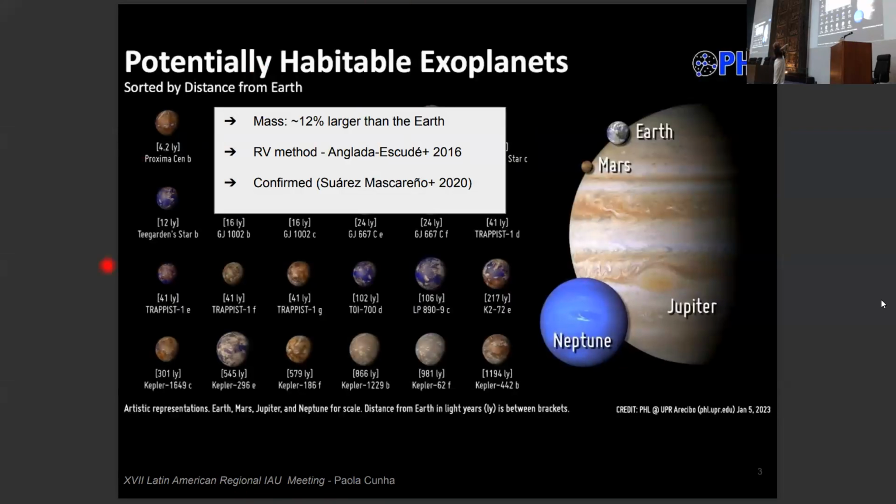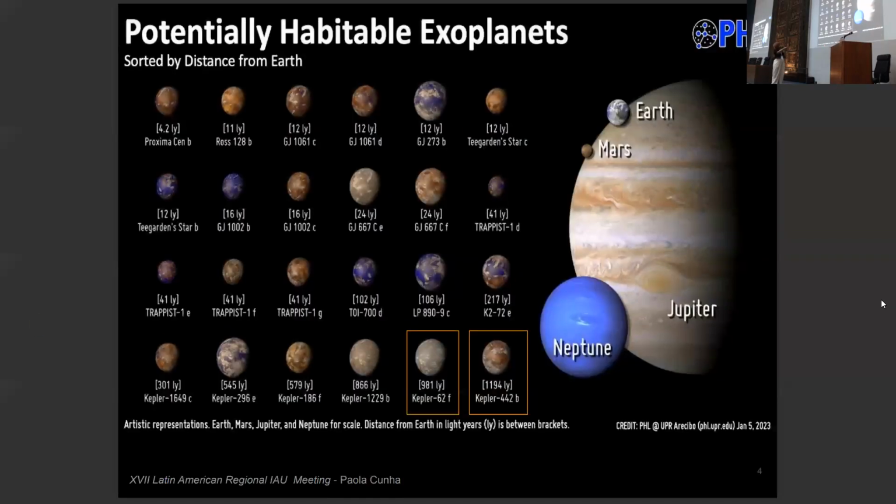The first exoplanet, Proxima Centauri b, is the closest exoplanet to our solar system. It has a mass around 12% larger than the Earth mass. It was discovered by the radial velocity method and was confirmed in 2020 by Suárez and collaborators. Okay, so all of those exoplanets in this list were found around M dwarfs, except for the two that I highlighted here.